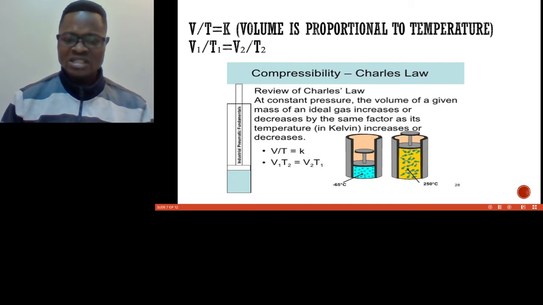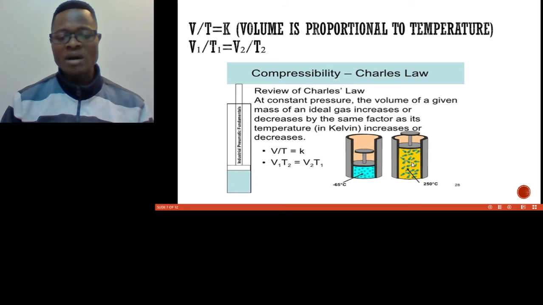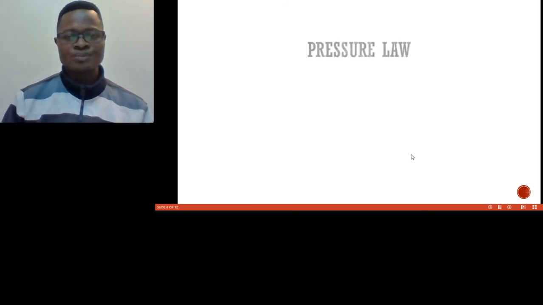As we see in this cylinder in the container, this is negative 65 degrees Celsius, and the second we have 250 degrees Celsius. To convert this, you simply need to add 273 to each of them in order to convert this temperature to the absolute scale, in which we are going to have our answers in Kelvin.